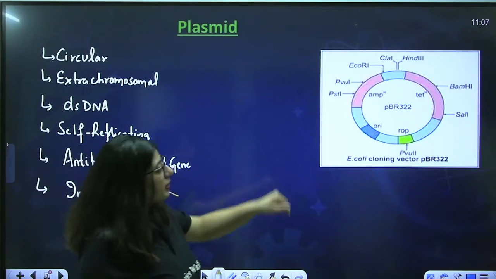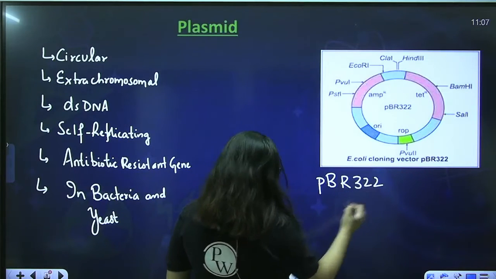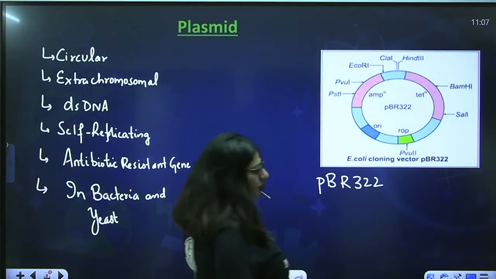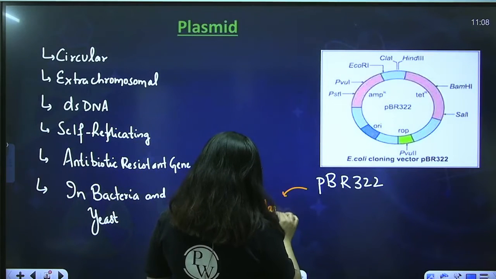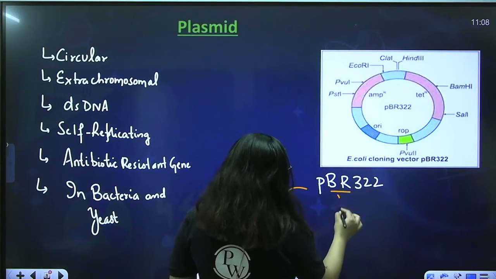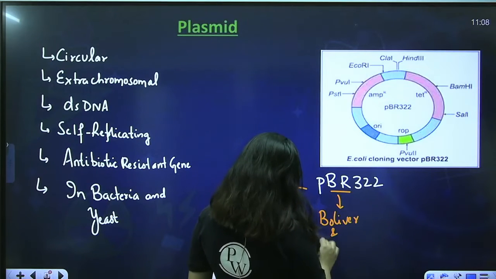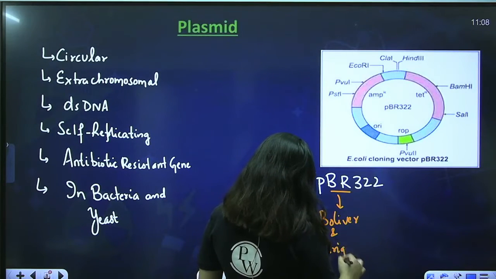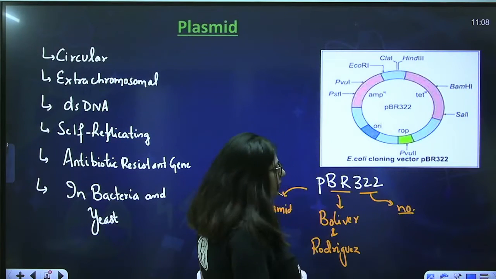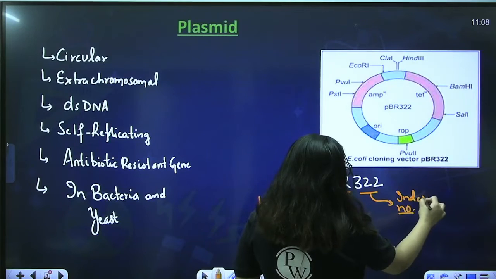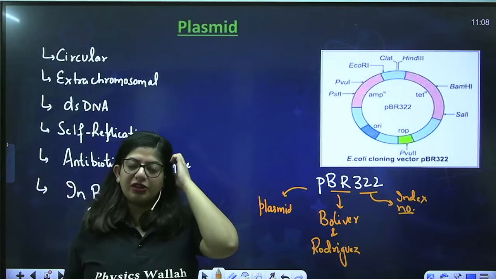Now, this plasmid is pBR322. You must be thinking it has a very weird name. pBR322. P stands for plasmid. BR is from the scientists who engineered it, that is Bolivar and Rodriguez, and this is the number, an index number, just like a roll number that you get in your class, by which you can be differentiated from the other students.